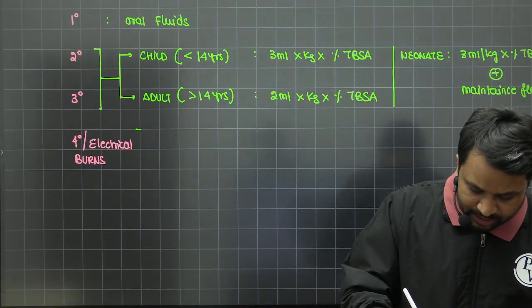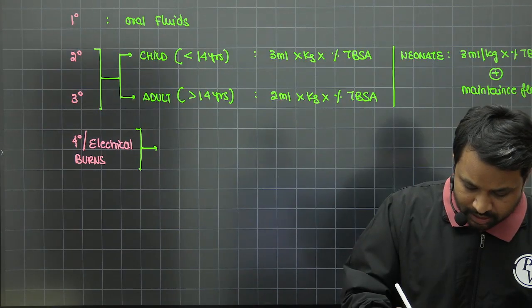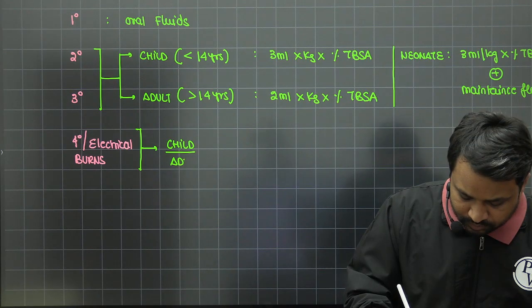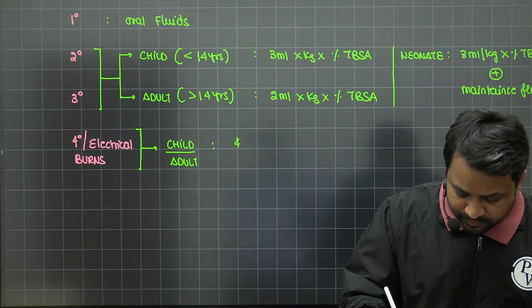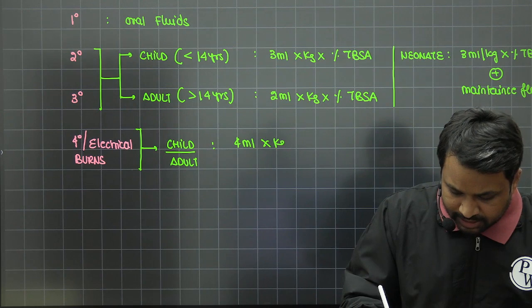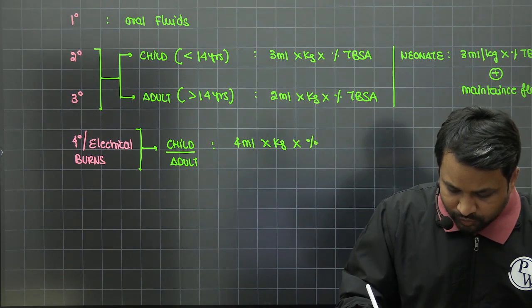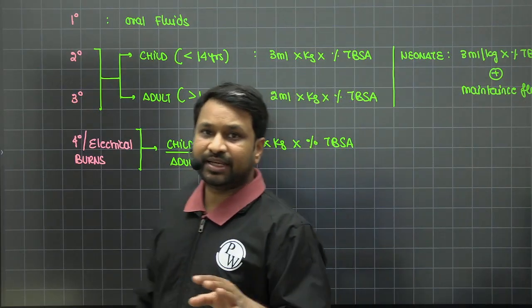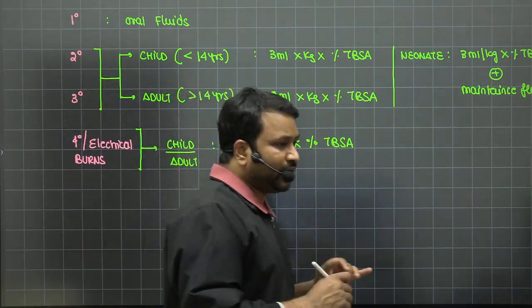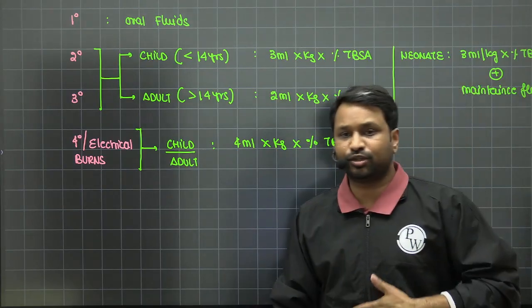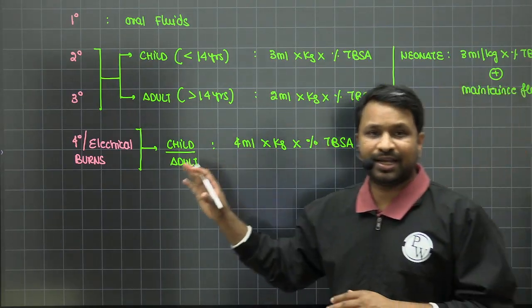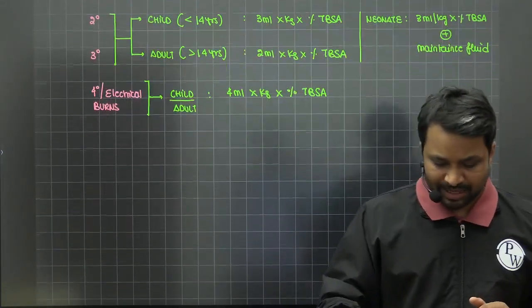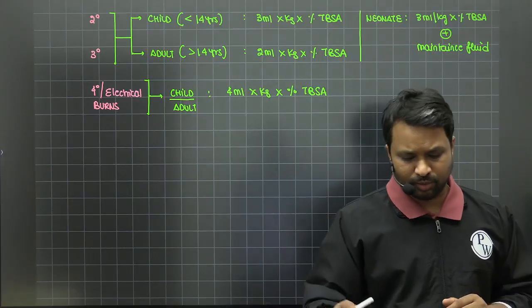In a fourth degree or an electrical burn, no matter if it is a child or an adult, right? It has to be 4 ml per kg per percentage of total body surface area burnt, right? So these are the formulas that we are currently following for the resuscitation of burn fluids, especially when you look at the ATLS protocols. Now, to give you an idea about it, I'm going to take a couple of example questions and then we'll talk about the administration protocols as well.